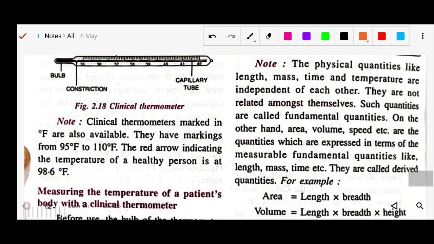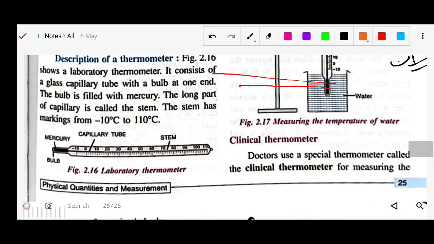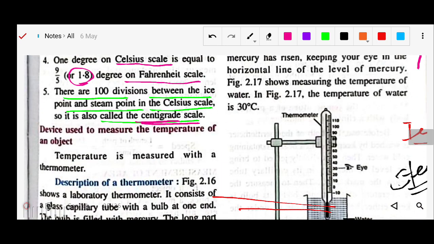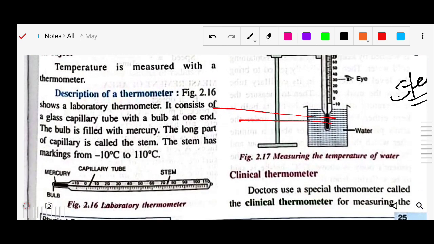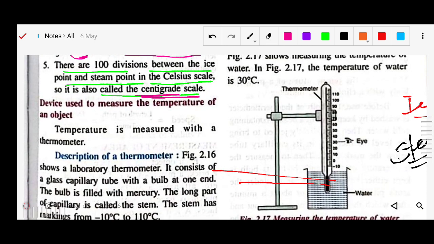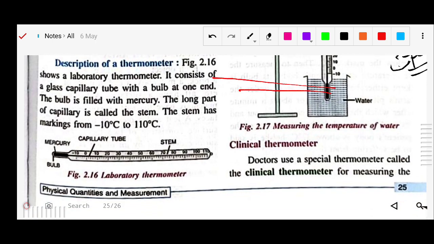Next we'll see about the thermometer, because temperature is measured with a thermometer, and we need some devices to measure it. So here we'll see devices to measure the temperature of an object. Thermometers, as you have seen, mostly. This is the thermometer which is used in the laboratory.